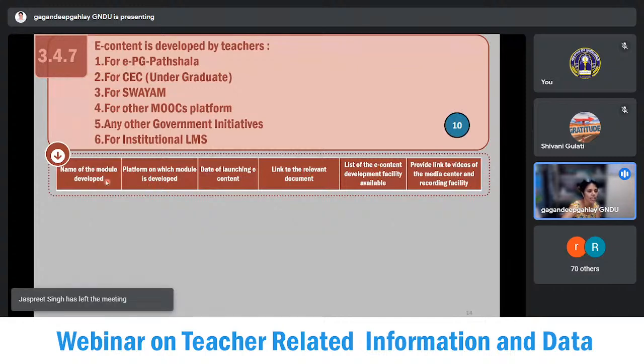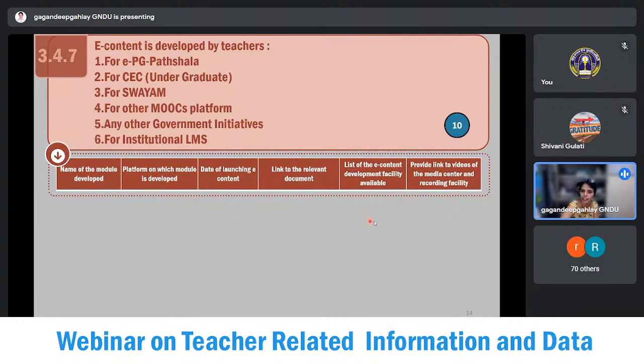So the information which you need to give for this is the name of the module which has been developed, which platform it has been developed on, whether it is on PG Pathshala or Swayam or any other MOOC, and the date of launching of the content. Then we also have to provide a link, because if you have published it online, there must be a link for it. We also have to list which e-content development facility was used, for example in GNDU, whether we develop it in HRDC, in our ODL lab, or in the mass media lab.